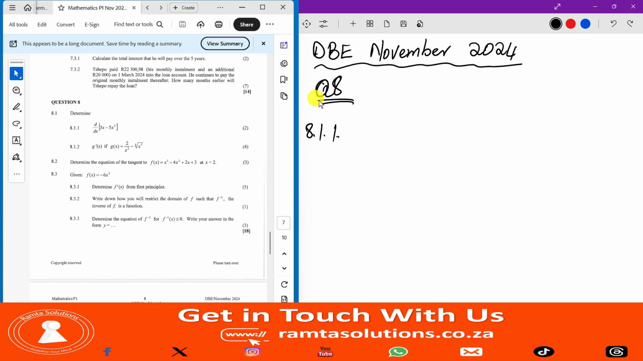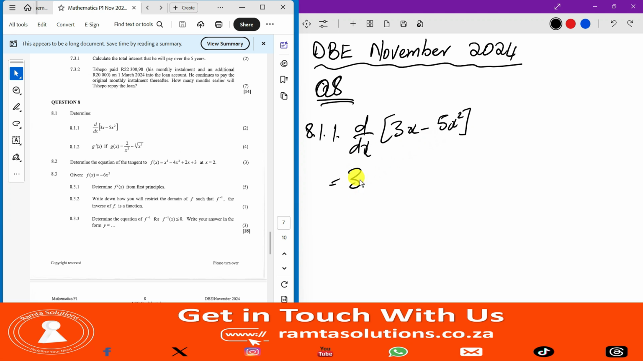8.1.1, determine d/dx of 3x minus 5x squared. With this one, before you differentiate, you must make sure that you simplify the term inside the brackets. If the term does not need simplification, differentiate. So this does not need any simplification, so we will differentiate.